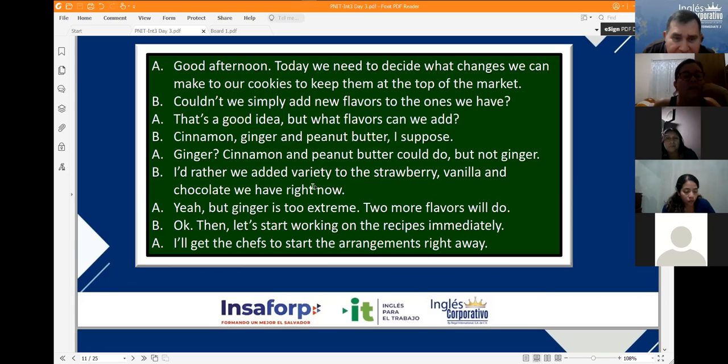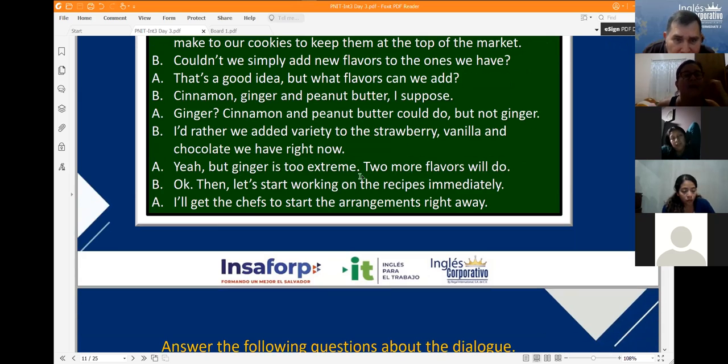Variety. Strawberry, vanilla, chocolate. Right now. Extreme, too extreme. Flavors. Recipes. Immediately. Chefs. Arrangements, arrange, arrangement.